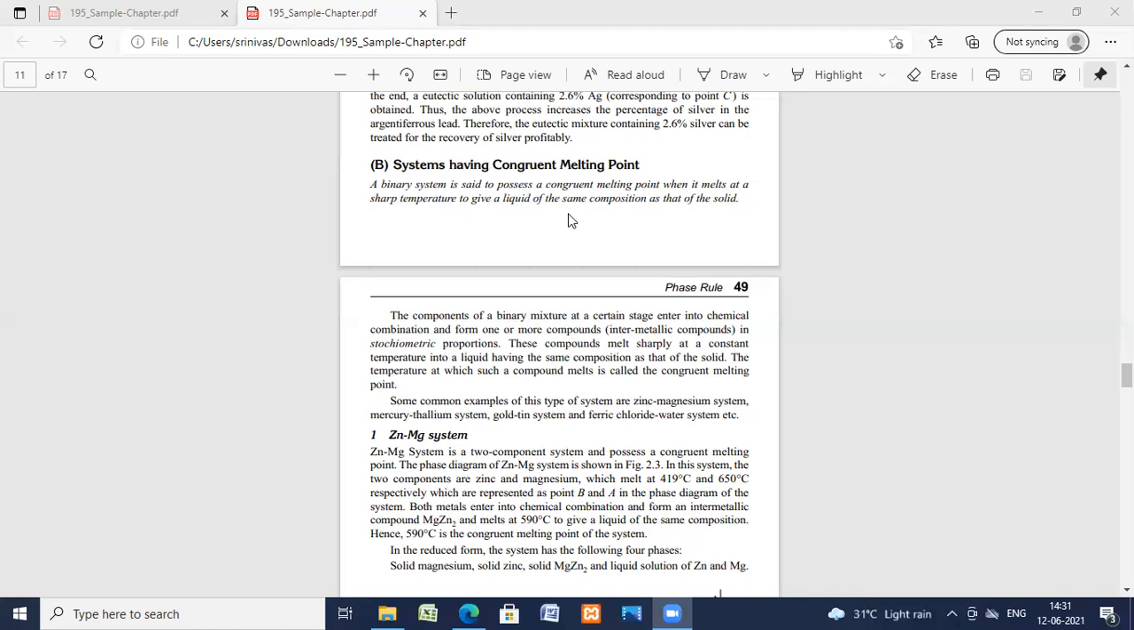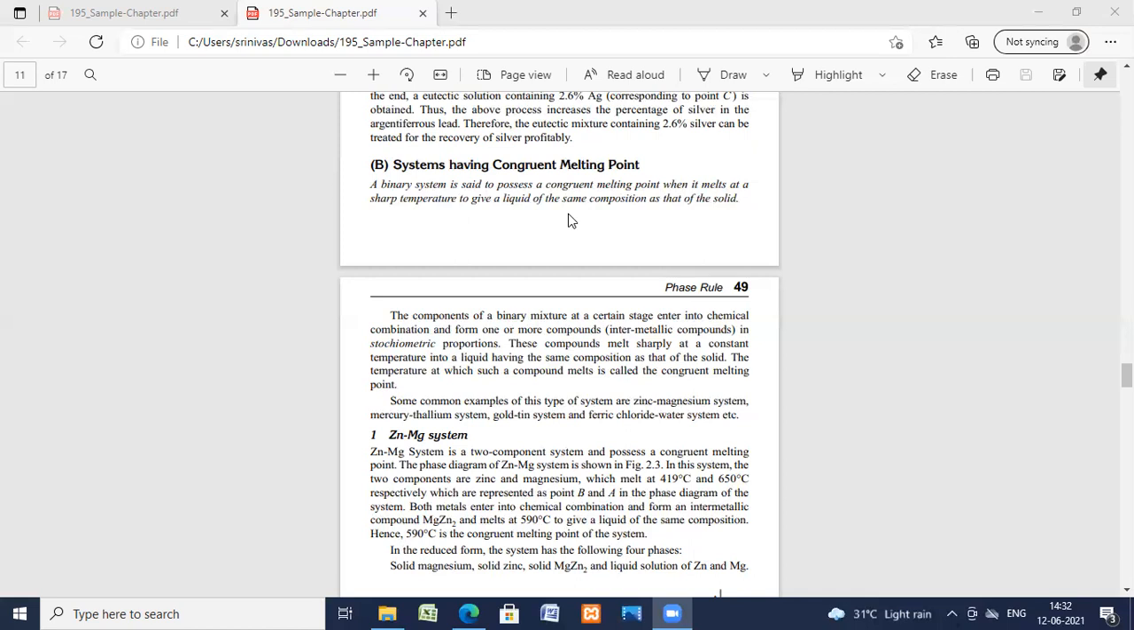So I think you have understood the clear example for a component. Number of components is the smallest number of independently variable constituents by means of which composition of every possible phase in the system can be expressed with a chemical formula. Now, degrees of freedom: the number of degrees of freedom of a system is the number of factors, temperature, pressure, concentration of components, that can be varied without altering the number of phases.